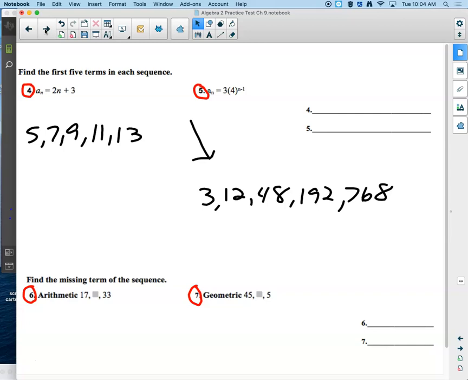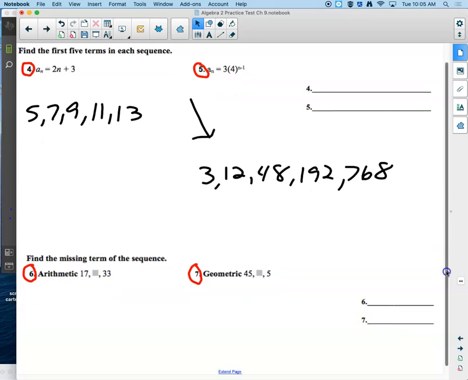We put a 1 in, get the first term, then a 2, then a 3, then a 4, and a 5. Same thing for number 5, but probably with a calculator handy. Or you realize, well, if the first term is a 3 and r is 4, I just need to keep multiplying by 4, and that's how I get the next terms. Anybody need more time for 4 and 5?